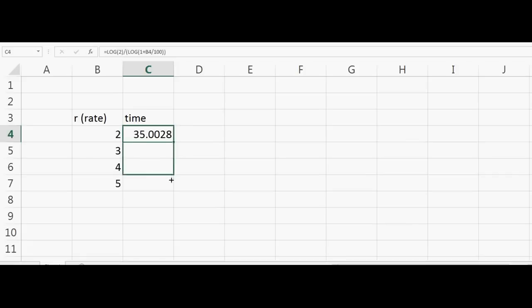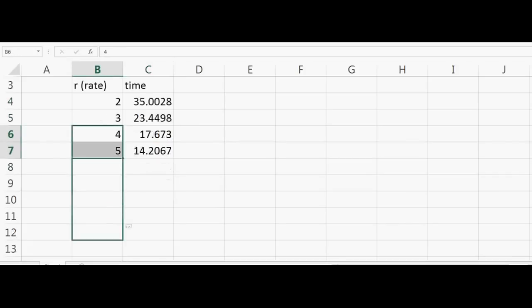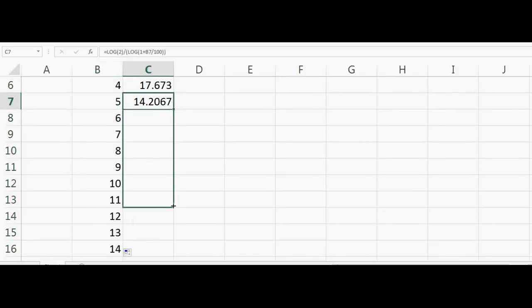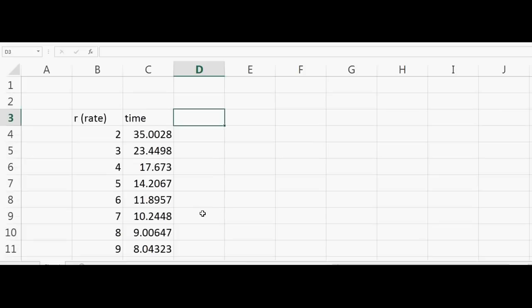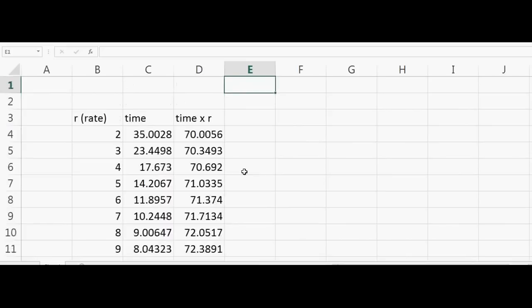So we can keep doing this, and we can also generate a table for all the R's and these numbers, right? Now if you look here, if you multiply time with R, that will be equal to 2 into 35, so that is 70.0056. So this is very close to 72. If you keep doing this, you will see that all the numbers are close to 72.